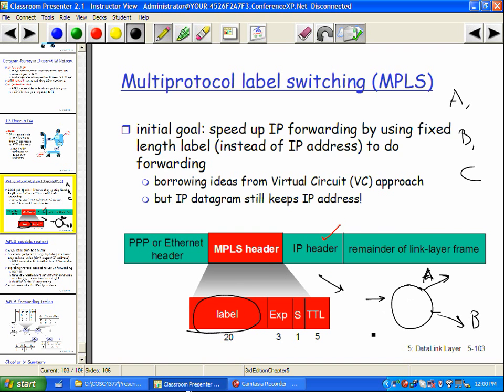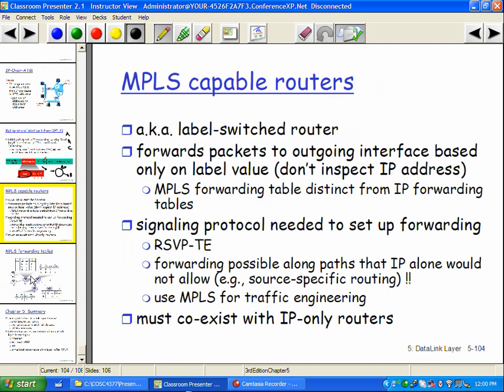Okay. So yeah, it's a label switched router. So it forwards packets based only on the label. Don't worry about the IP address. That's the whole idea. Of course you have to set up all this, and RSVP is one of the signaling protocols where you would figure out what label to put and what that means.